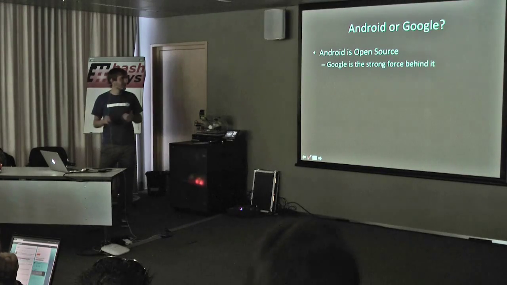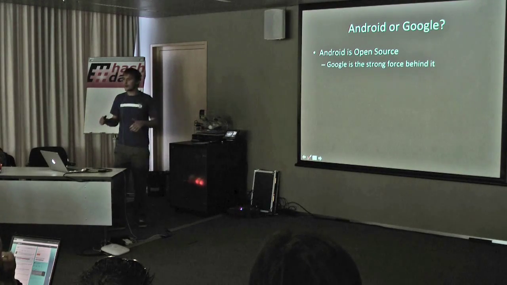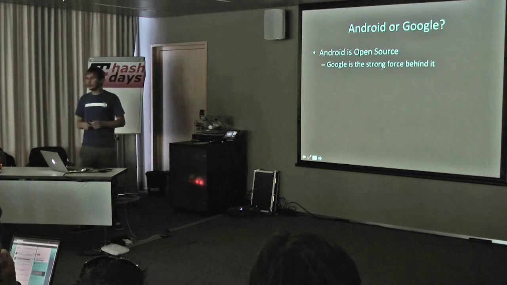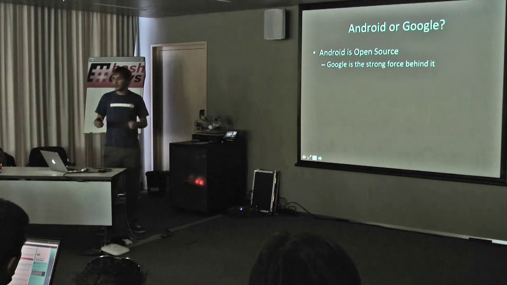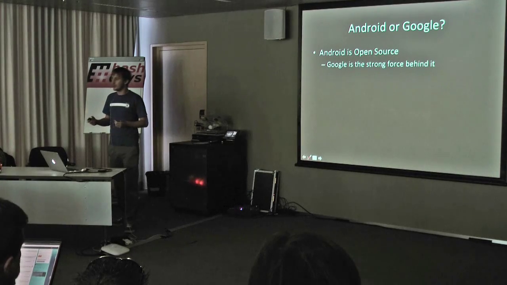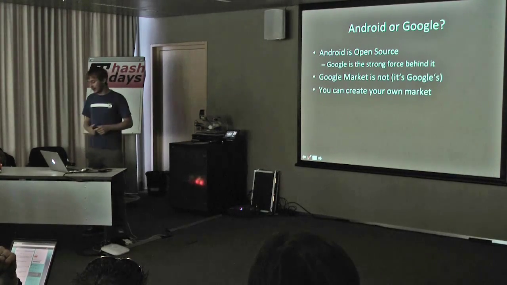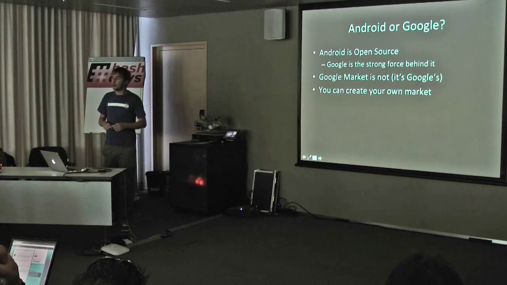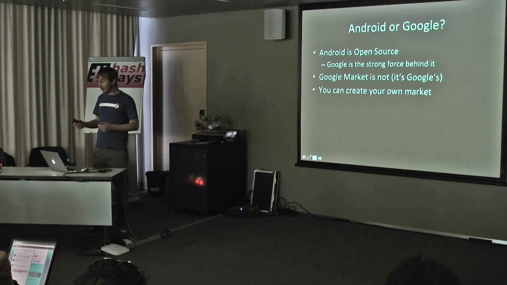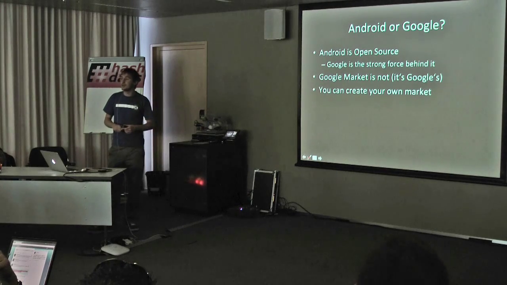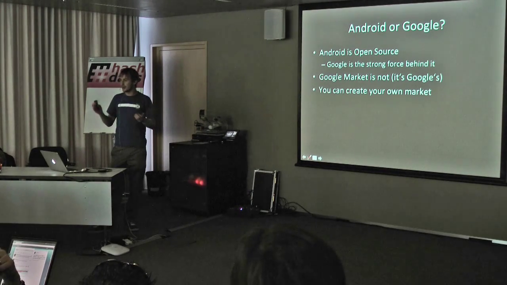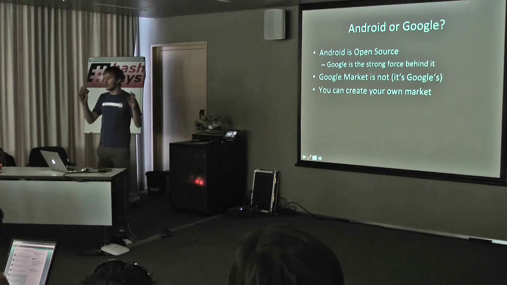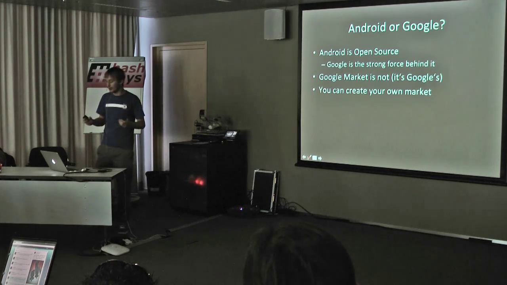What I get from a lot of people is, is Android now open source, or is it Google's, or what's up? Android is actually open source, so you can contribute, you can download the code, whatever. But of course, Google is the strong force behind it, and they will push development. The Google Market is actually not open source. The Google Market itself, where you get the apps from, is controlled by Google. And you can create your own market. But basically, if you buy an Android phone these days, there's always the Google Market installed, so all the people will use that. So it's still more or less the case that the Android field is owned by Google.